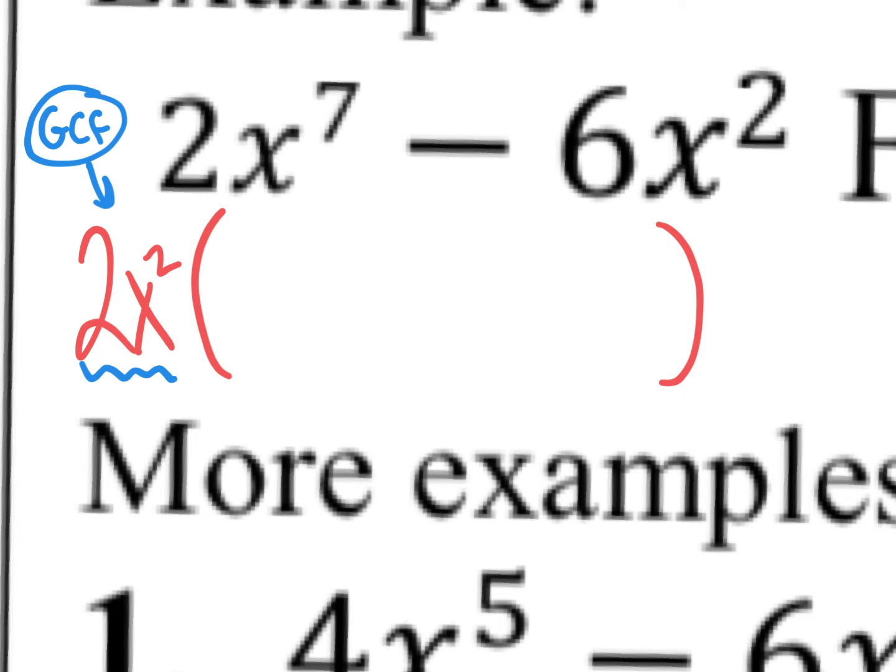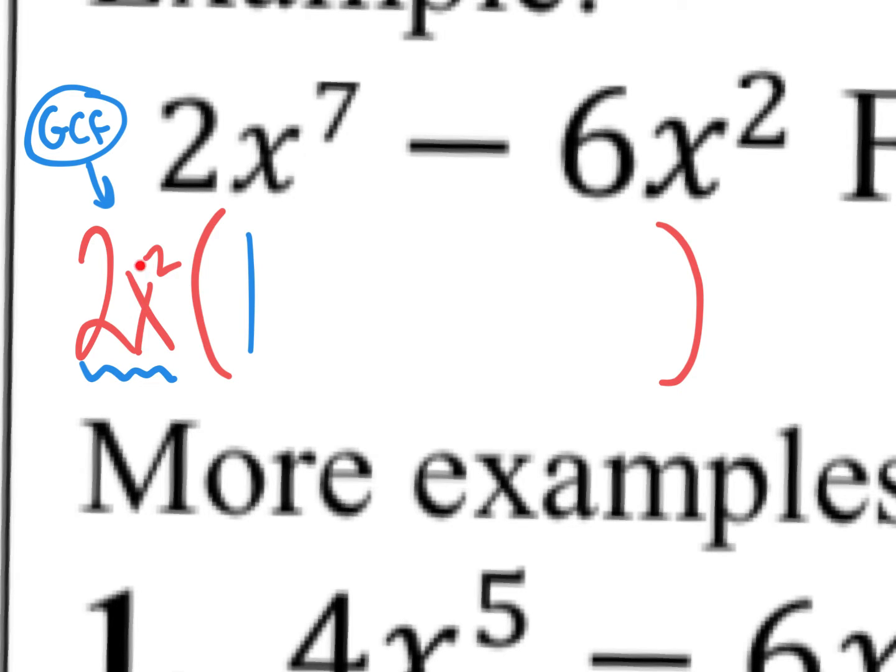Now, this is where we say that factoring is a reverse distributive property. Because if I were to distribute 2x squared times what will give me a 2x to the 7th? And you could look at this a piece at a time, like the number 2 times what number will give me the number 2? 1. So you could put a 1 if you want. You don't have to, but I'll just put the 1 there.